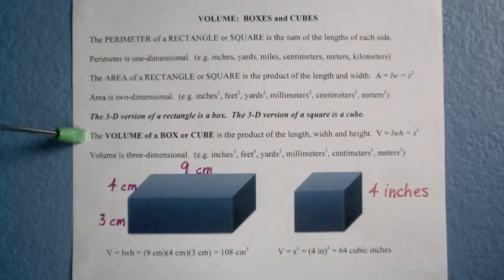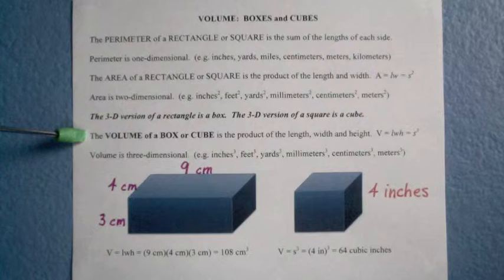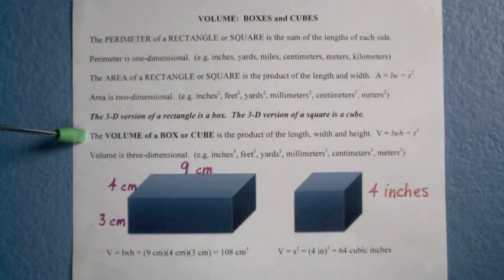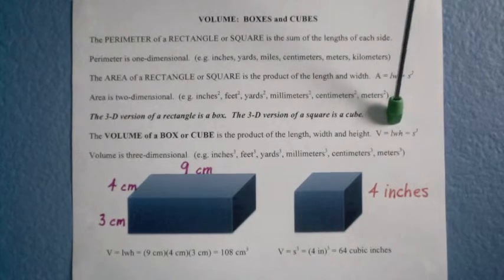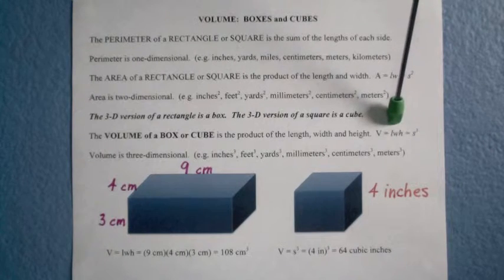The volume of a box or a cube is talking about the space inside of a box or a cube. A box, for instance, a shoebox. How much space is inside the shoebox or inside a cube? That's volume. The volume of a box or a cube is the product, that means multiplication, of the length, width, and height. Volume equals length times width times height of a box.